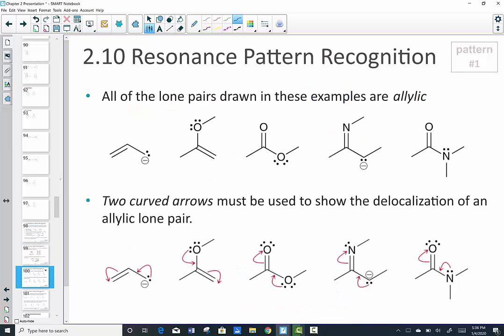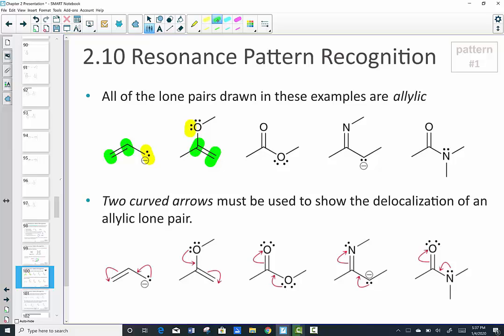All of the lone pairs drawn in the examples are allylic. So let's just focus on that definition. Here's the 2 carbons in the double bond. So the position that is 1 away is the allylic position. Here's the 2 carbons in the double bond. One carbon or one position away is the allylic position. That has two sets of electrons. One would be delocalized, one set would be localized. You're only allowed to move one set of electrons, not both.